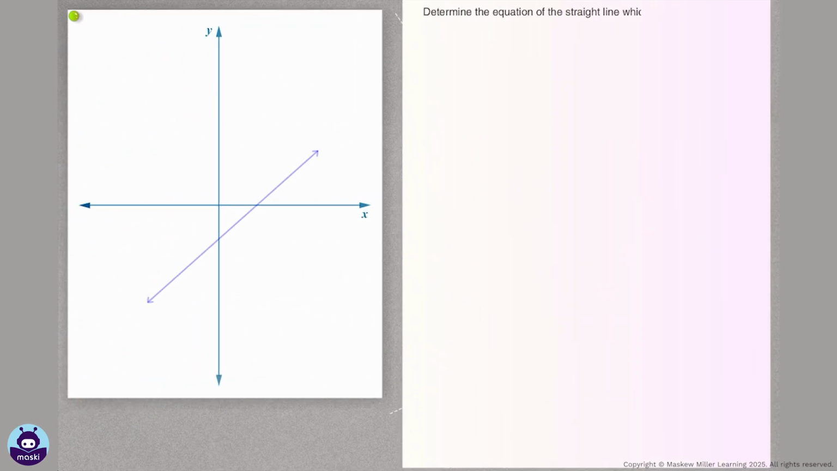Example 4. Determine the equation of the straight line, which is parallel to 3y minus 2x plus 5 equals 0 and passes through the point (1, -3).